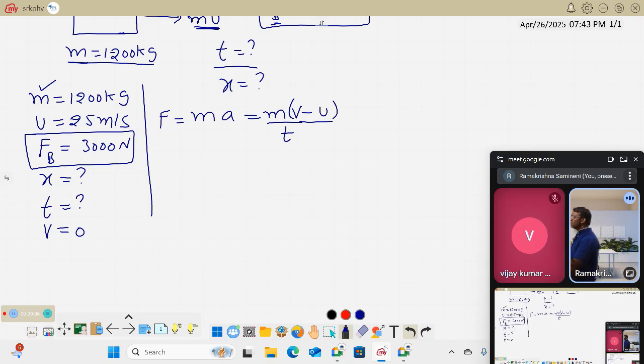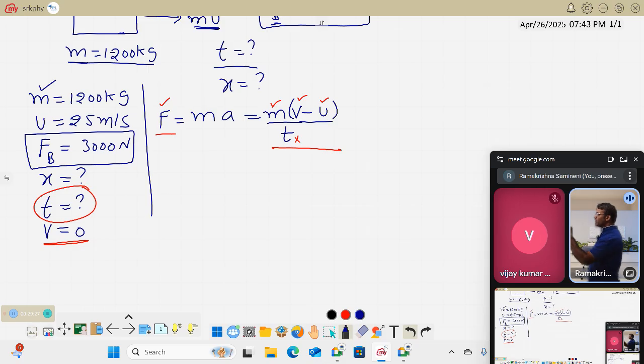So in this case, F is given. Check what is given. F is given, and u is given. v you have to understand from the question, v is given. Mass is given. They're asking the first question, what is the time? Time is not given. So I can write this formula from these terms. t is equal to, cross multiply, here you take t, F you make it here. So t is equal to m into (v minus u) by F.